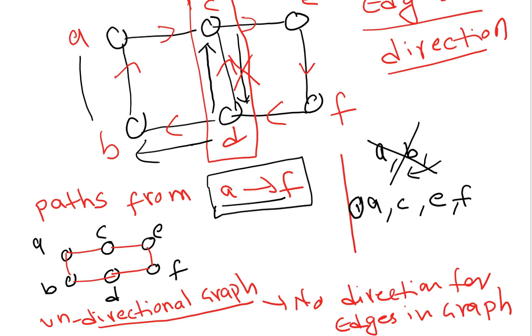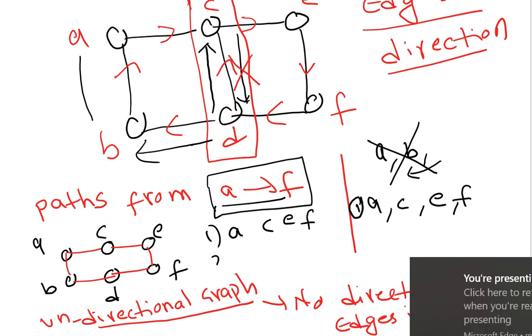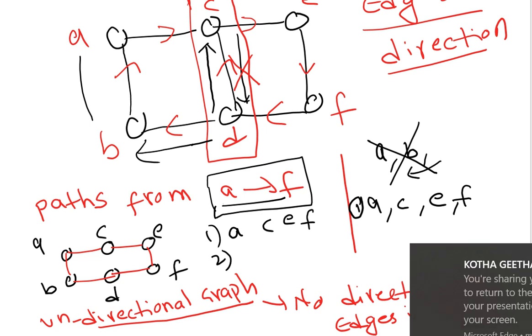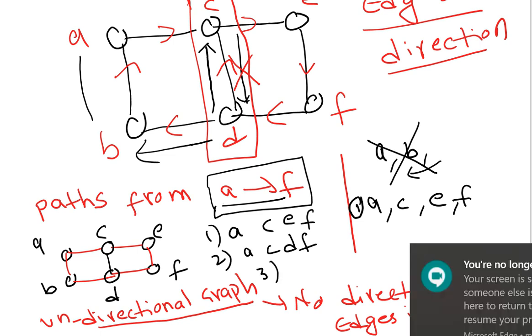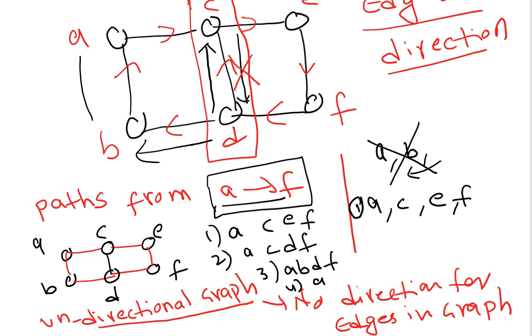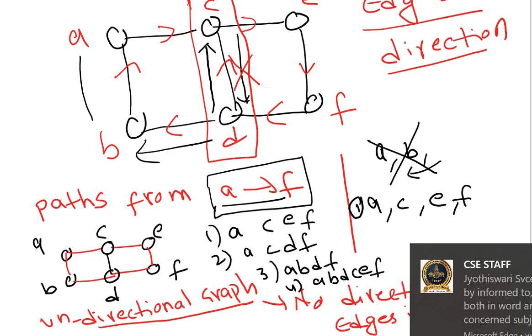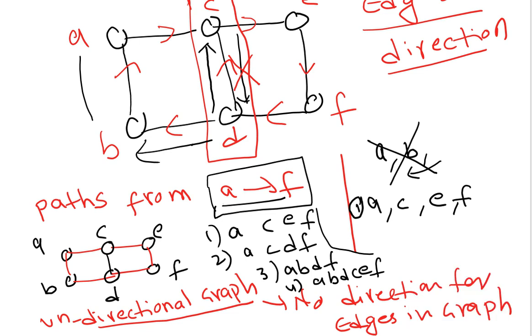What are the paths that can be here? You can go ACEF, or AC and then ACDF, or ABDF, or ABDCF. Like this, in an undirectional graph, you can traverse in both directions, both upward and downward. This is possible in undirectional graphs.